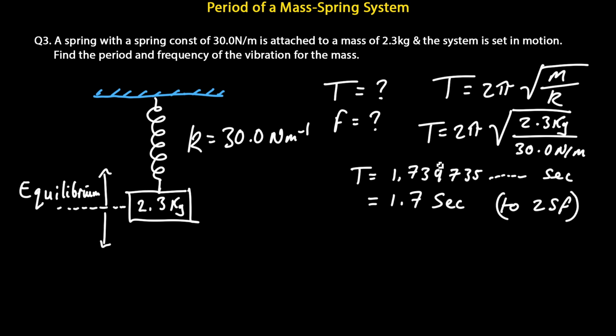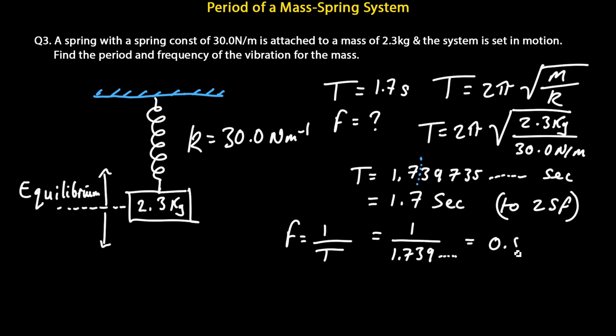But I'm going to store this value on my calculator so we don't get any rounding errors when we're calculating the frequency. So how can we find the frequency of an oscillator given its period? In order to get the frequency, we invert the period. So the frequency is equal to 1 divided by the period. So 1 divided by our value on our calculator, 1.739 and so on, gives us another number with a lot of decimal places, 0.5748 and so on.